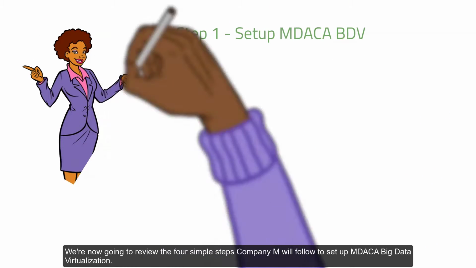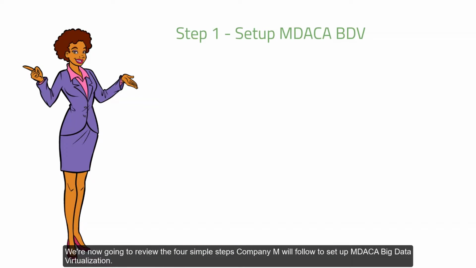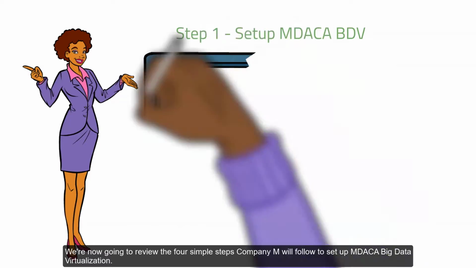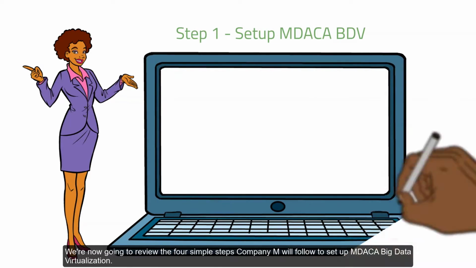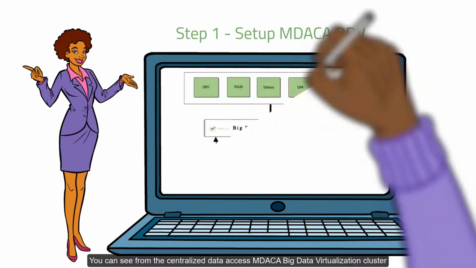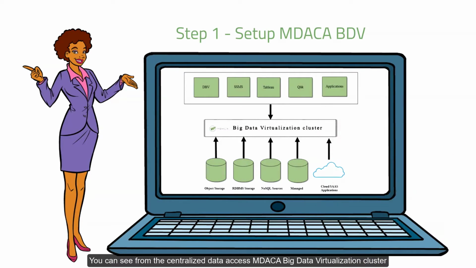As mentioned earlier, we are now going to review the 4 simple steps Company M will follow to set up MDACA Big Data Virtualization. You can see from the centralized data access and the MDACA Big Data Virtualization cluster, they have a lot simpler approach than the current state.